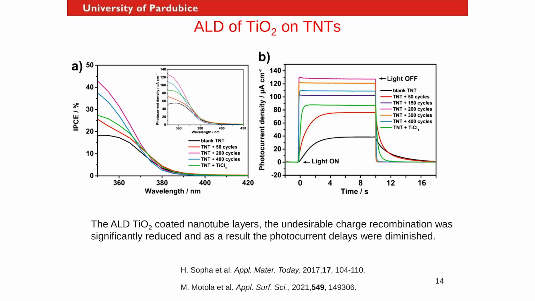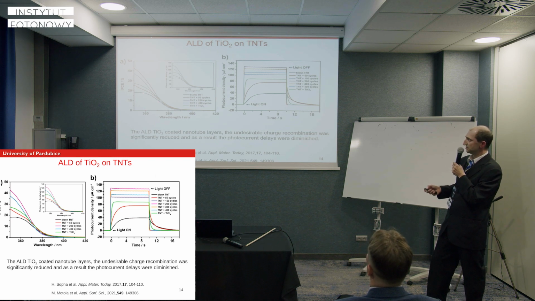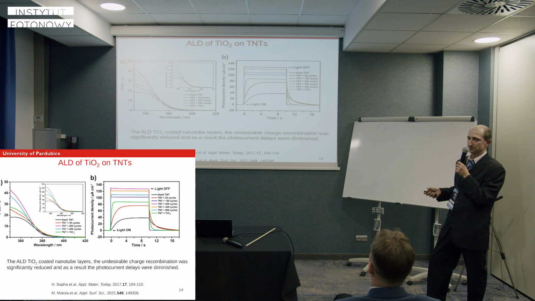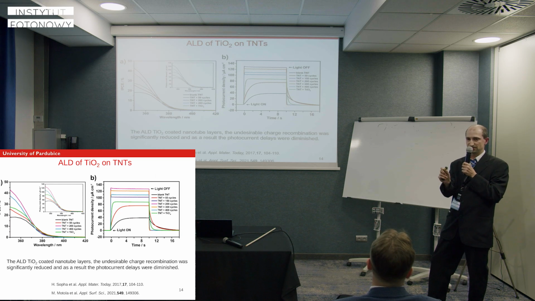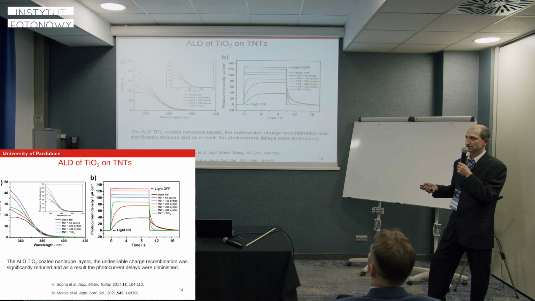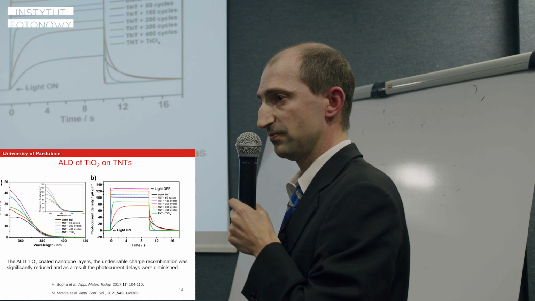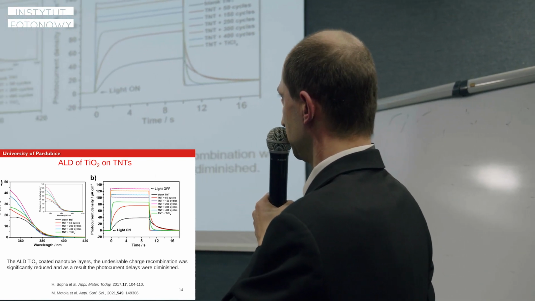And this is the photo response of them. So here you can see the black line is the blank structure. But when you increase the number of cycles of titanium, this is 50 cycles. This is 200 cycles, which corresponds to 11 nanometers of titanium from one side, so 11 plus 11 on the other side. But when we increase the cycles even more, the IPCE value decreases again. So we found the optimal thickness of the titanium layer exactly for the IPCE value.